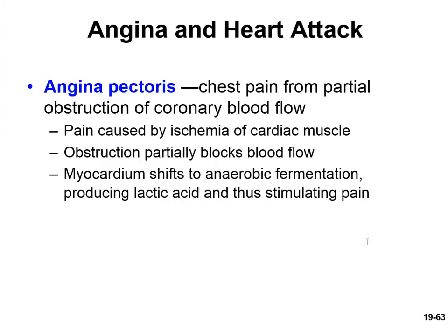Angina pectoris is some chest pain from partial obstruction of coronary blood flow. Pain is caused by the ischemia of the cardiac muscle, and the obstruction partially blocks the blood flow, so those poor muscle cells have to shift to anaerobic fermentation, which then produces lactic acid when they need to make ATP, and then pain results because of that lactic acid.